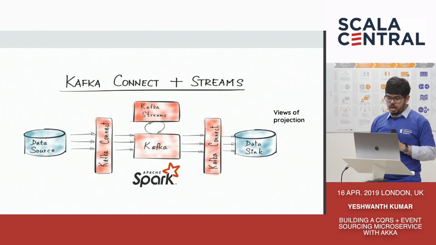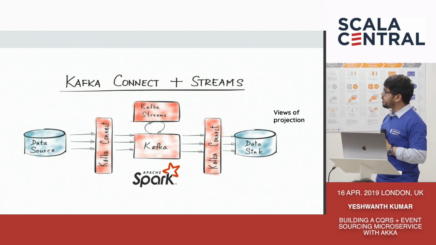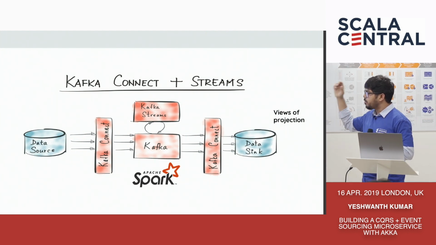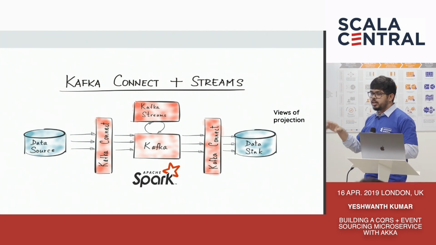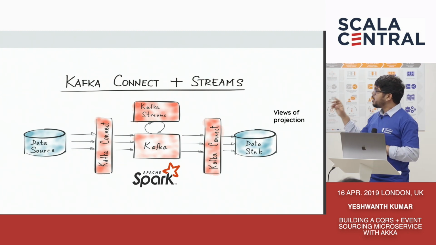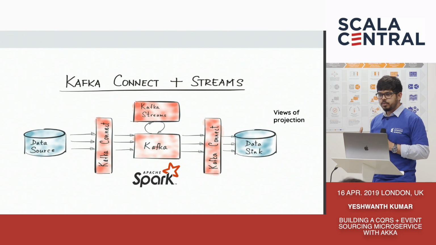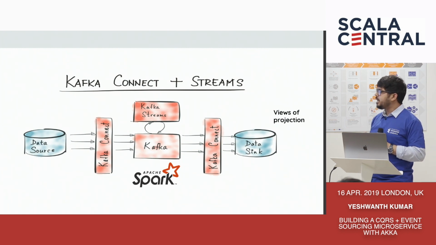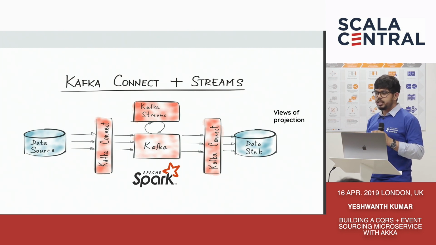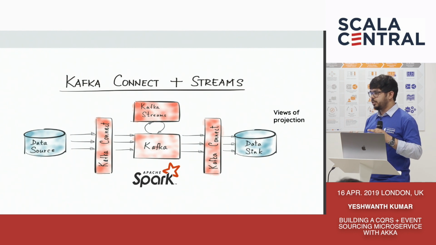Now to quickly give you an idea about the read part, there are many ways to do it. This picture, I just took it from one of the Kafka Connect docs, it's not mine, but the idea is that now we have an immutable log of events, right? And we need to basically take the events out, filter them, and then create a view or projection.